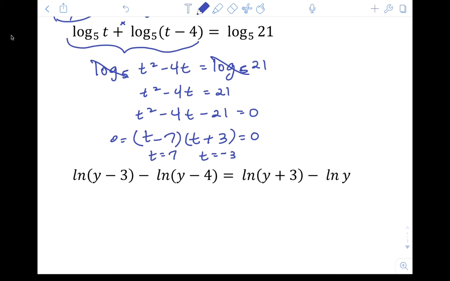So now the question is, which one is going to work, which one is not? Or, in an interesting twist, will they both work or will they both not? You won't know until you check them. So let's check the 7.